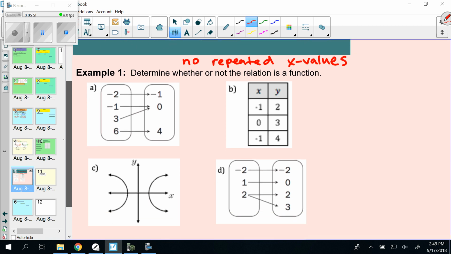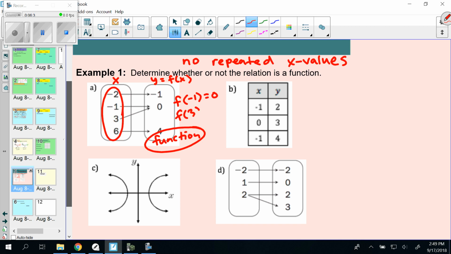Okay, so this first one, in a mapping situation like this, is your x being mapped to your y's, or f of x's. Do we see any repeated x's here? No, so this mapping would be a function, because we could write all these out in function notation. It's okay that both of these go to 0. That's just saying f of -1 equals 0, and same with f of 3 equals 0. It can equal the same one. It's just that we can't have the same x value equaling two different things.